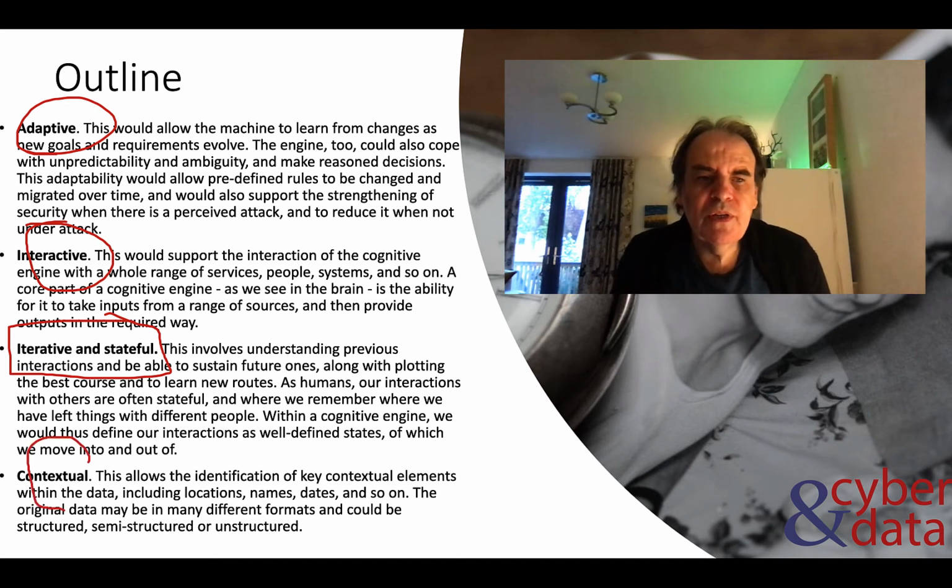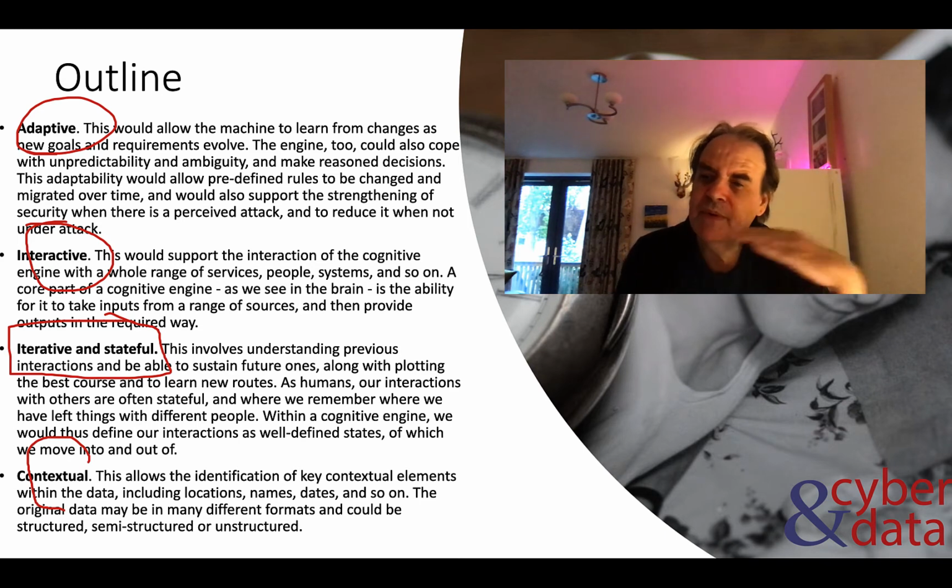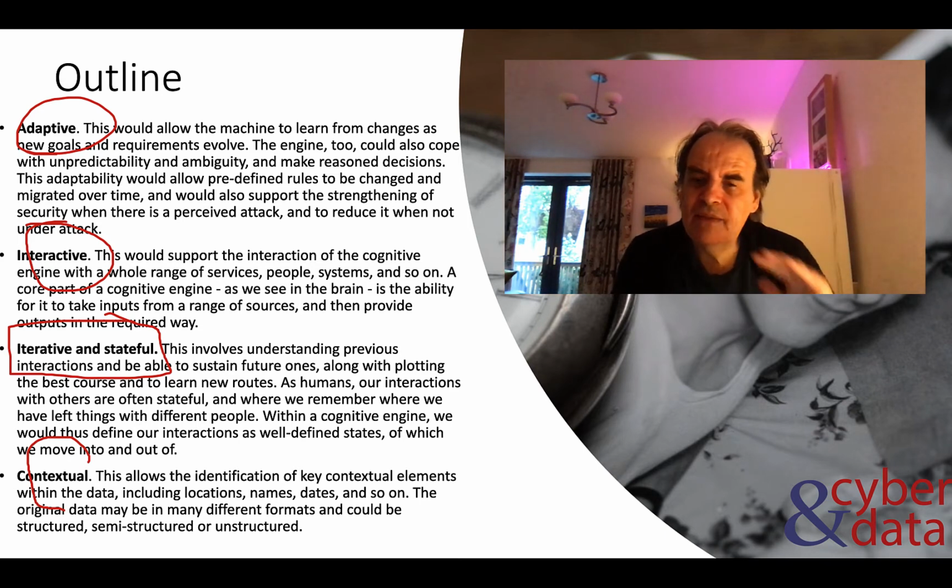And we also want it to be contextual, and that is adding things like locations, names, IP addresses, usernames, MAC addresses, and so on onto our data. So our data itself might be unstructured or semi-structured or even structured, but we want to add on other elements onto the data that we have to give it context.